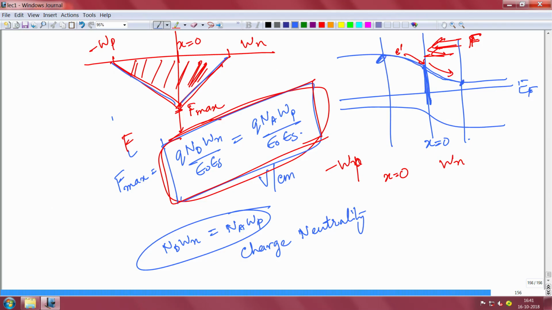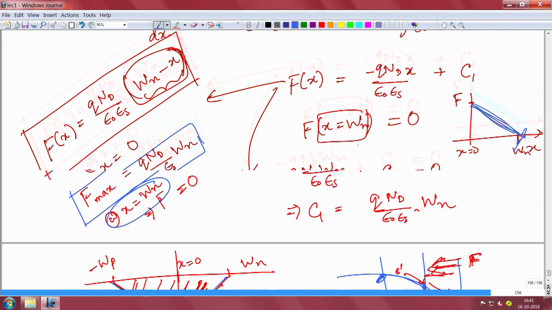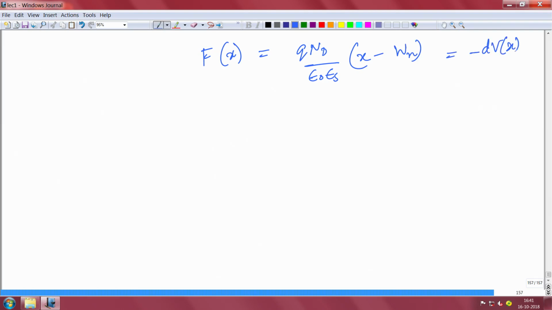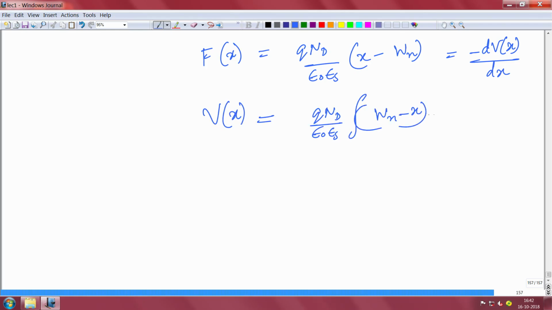Now if you recall the expression for field, I'll put the correct expression. F of x is equal to q N_D over epsilon naught epsilon s, times (x minus W_n). This is the true field expression. Now this is actually minus dV(x)/dx. So V of x will be equal to q N_D over epsilon naught epsilon s, with the negative sign, so I'll make it (W_n minus x) dx. Now I can solve it.